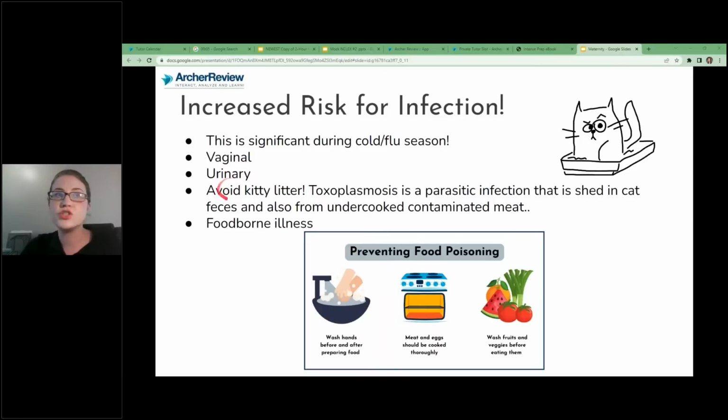Women who are pregnant should absolutely avoid kitty litter. Kitty litter can contain toxoplasmosis, which is a parasitic infection that's shed in the cat feces, and you can also get it from undercooked or contaminated meat. So you can be around cats, but someone else in the house has the job of cleaning the litter. And then, of course, these women need to be careful of foodborne illnesses. They want to be careful to wash their hands well, thoroughly cook their meals, and make sure they're really washing their produce well.